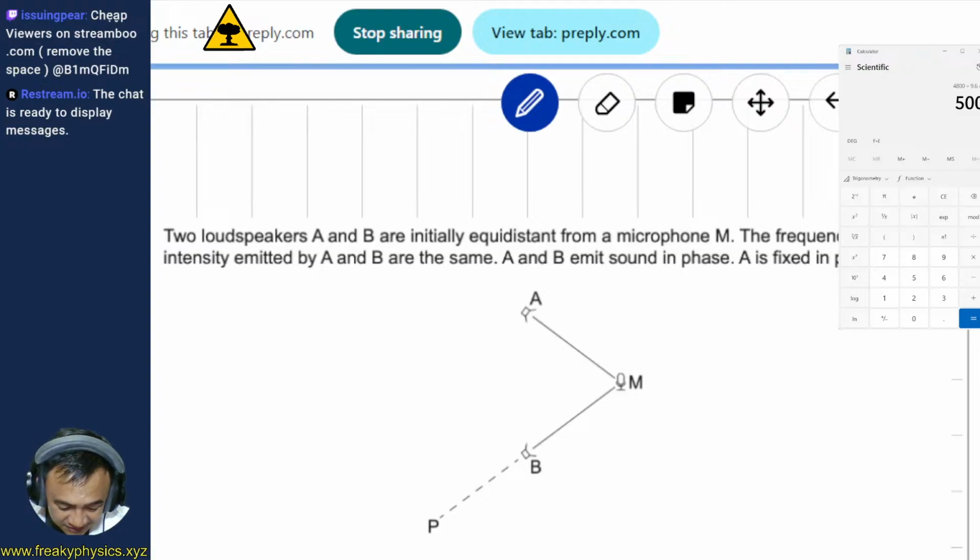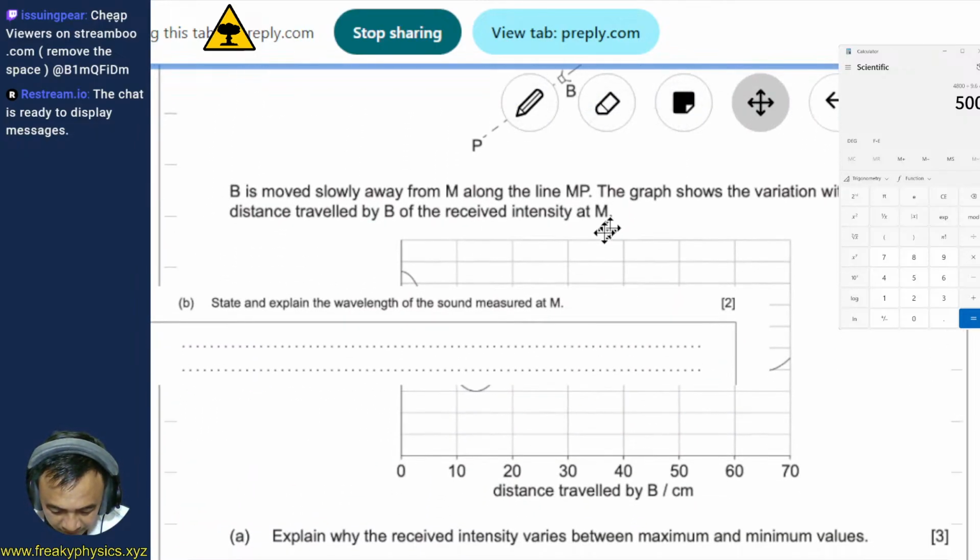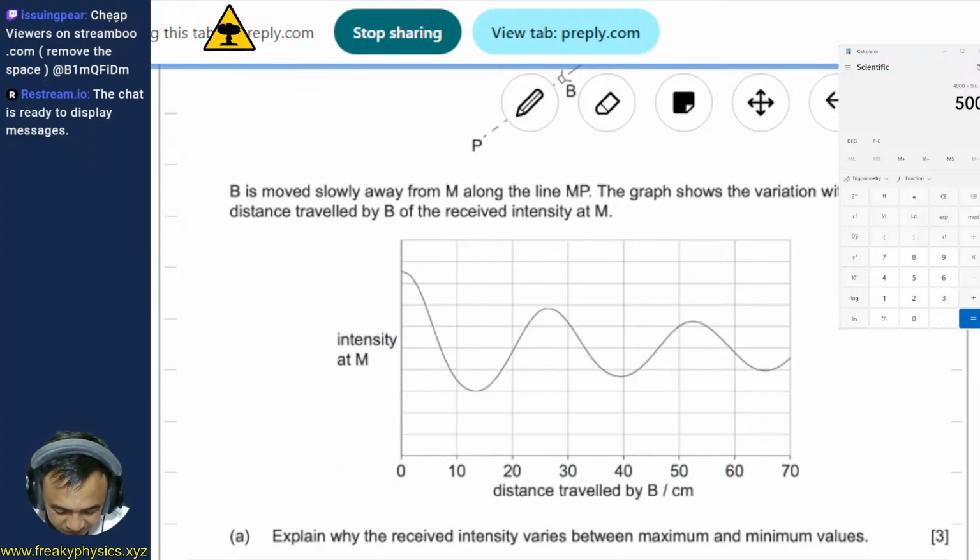A is fixed. B is moved slowly away from M along the line MP. So going towards P, like that. The graph shows the variation with distance traveled by B of the received intensity at M. Okay, so let's take a look at part A. Explain why the received intensity varies between maximum and minimum values.